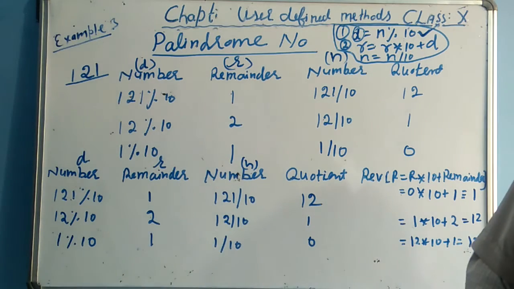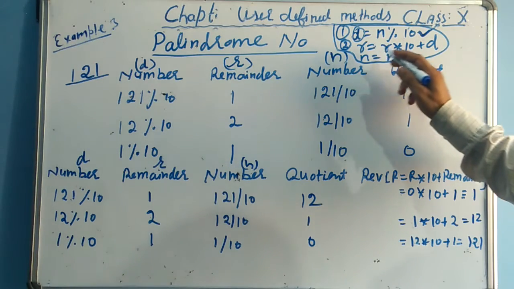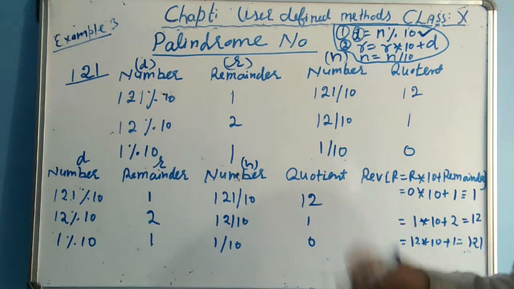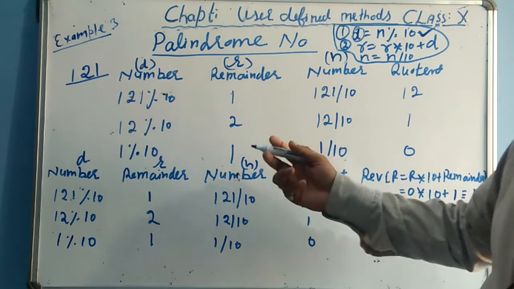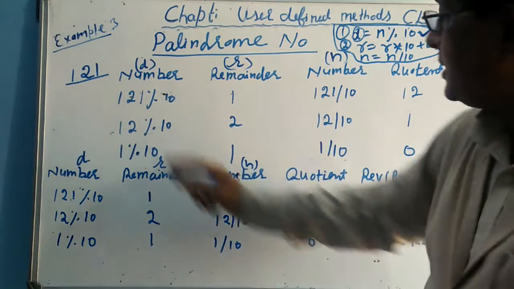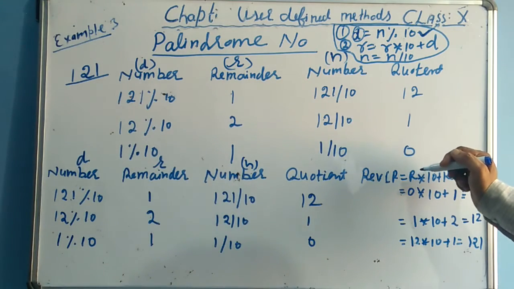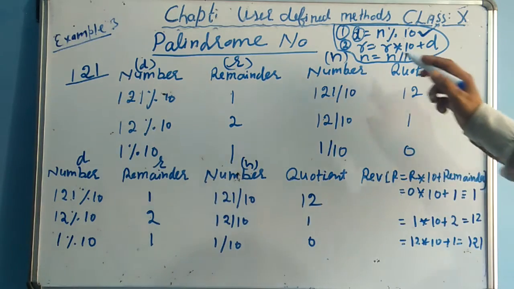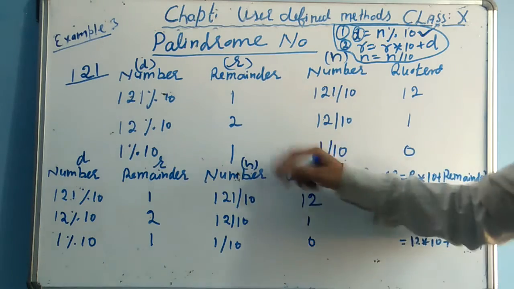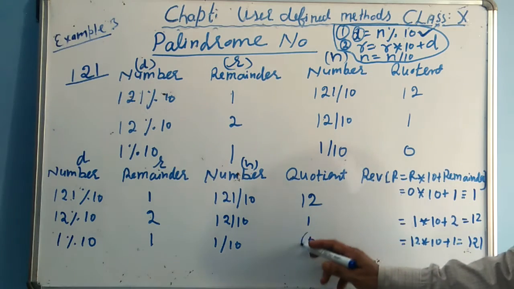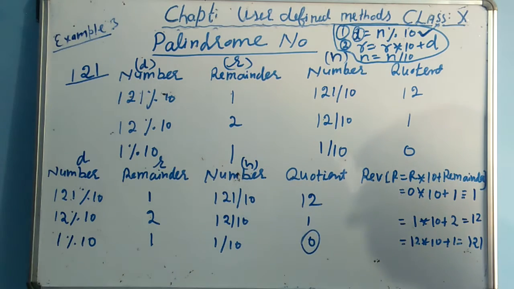Now after that we have to use this logic: R is equal to R multiplied by 10 plus D, which means reverse. First of all, we will calculate the value of these numbers as a quotient is 0, remainder 121. Now we have to calculate the value of the reverse till the quotient is 0.